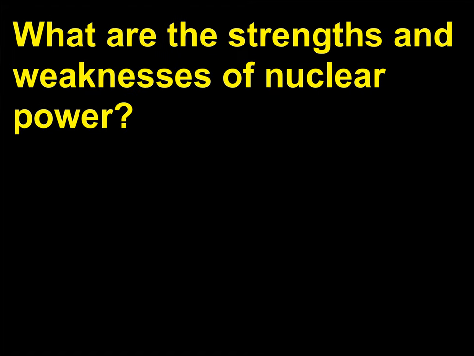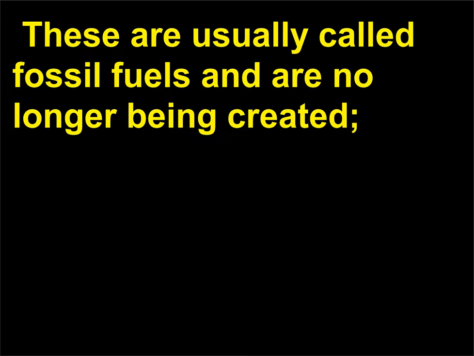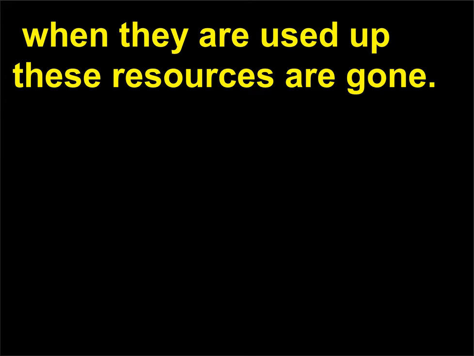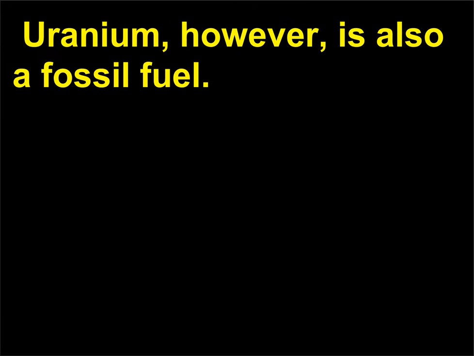What are the strengths and weaknesses of nuclear power? Electric power is produced primarily by plants using hydrocarbon fuels: coal, oil, and natural gas. These are usually called fossil fuels and are no longer being created. When they are used up, these resources are gone. Nuclear power plants can reduce our reliance on such fuels. Uranium, however, is also a fossil fuel.